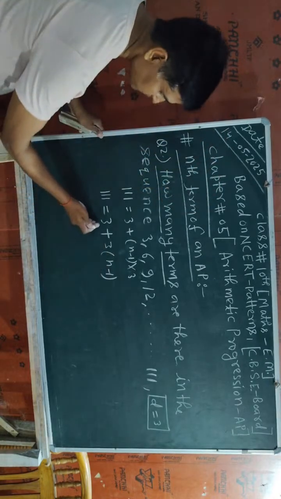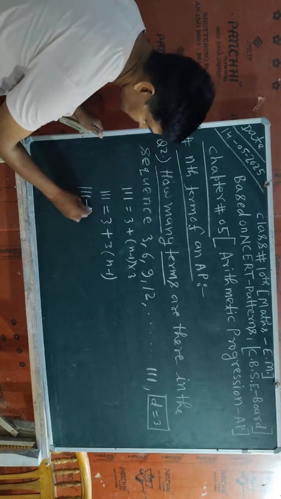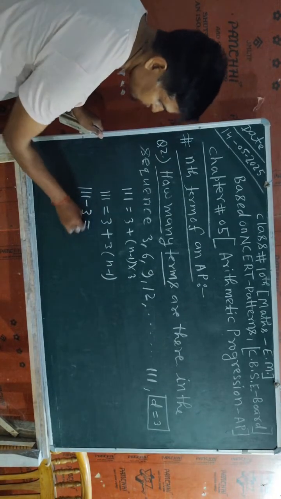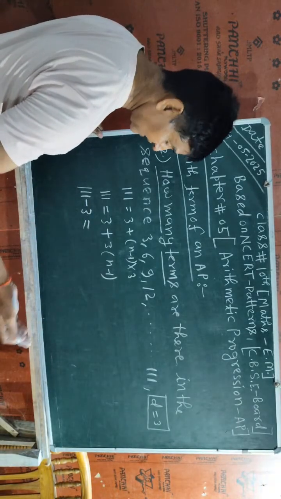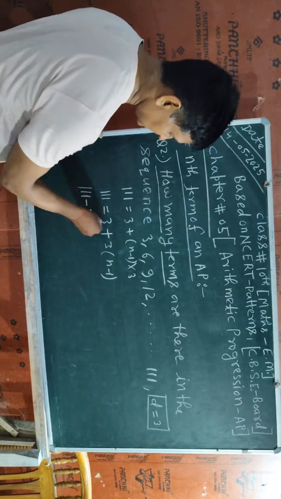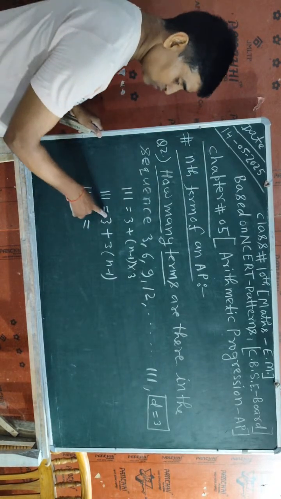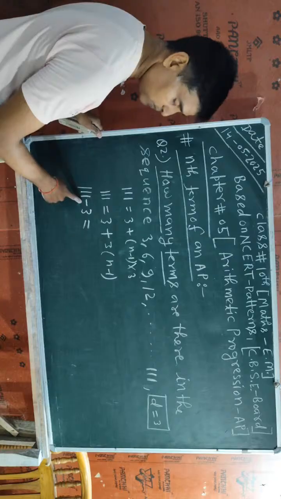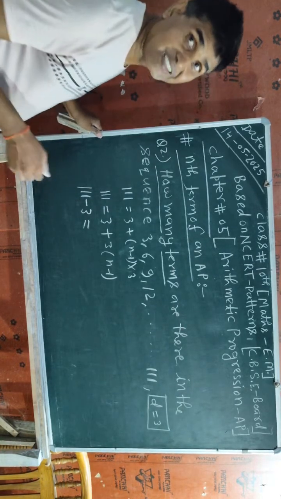Okay, students, so this 3 I will take in left hand side. So it will be minus 3 because any term which is coming from the right to left, its sign will change. If it has plus sign, it will be minus. If it will have negative sign, it will be plus. Okay, student, so this information you have to follow in each and every question.